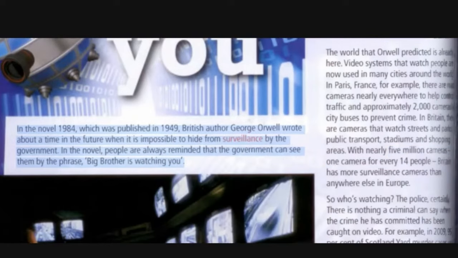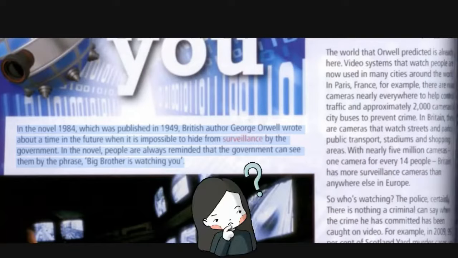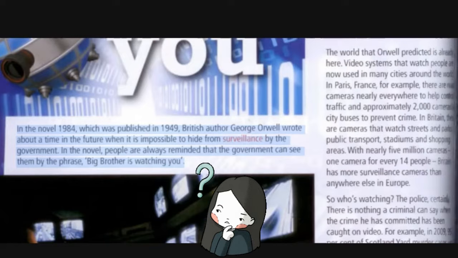So Aishwarya, can you tell me what the first paragraph is all about? I want you all to pay attention to the first paragraph now. Aishwarya says the first paragraph talks about people being watched, no one can hide from it, and the government can see everyone. Okay, is that a real thing or an imagination?